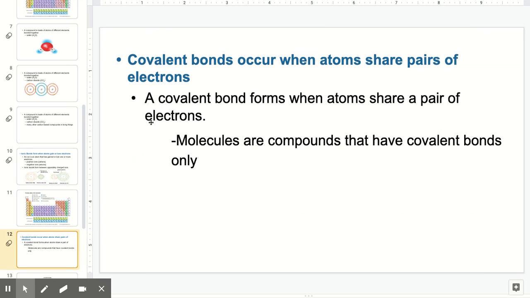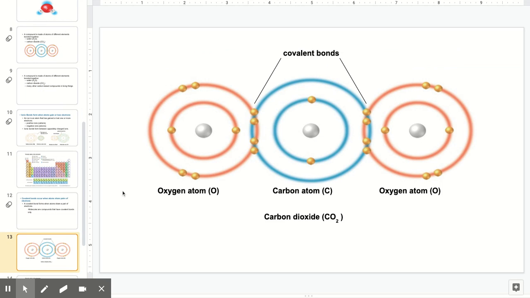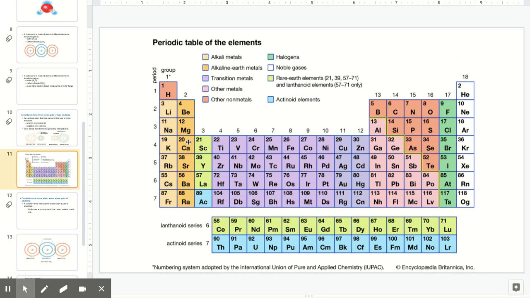Covalent bonds occur when there's a sharing of electrons. Another name for a covalent compound is a molecule. That's a little tricky, I know. So covalent bonds only involve nonmetals. That means, going back to our periodic table, only these elements over here can be covalently bound. That also includes hydrogen.